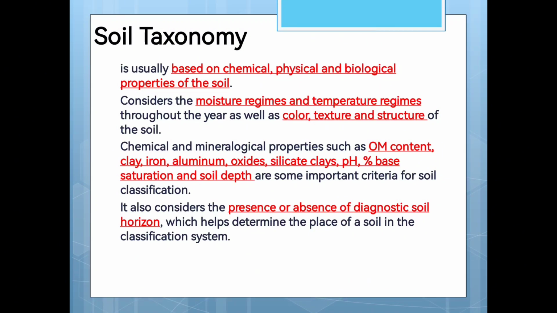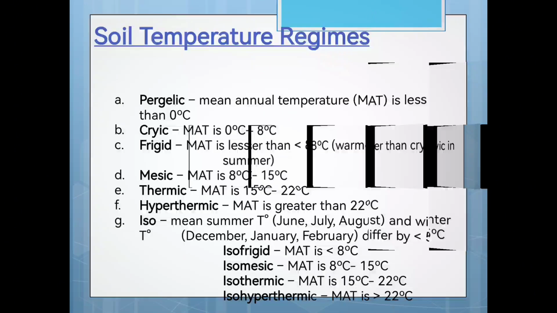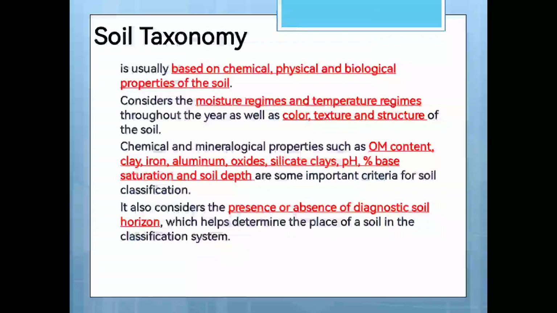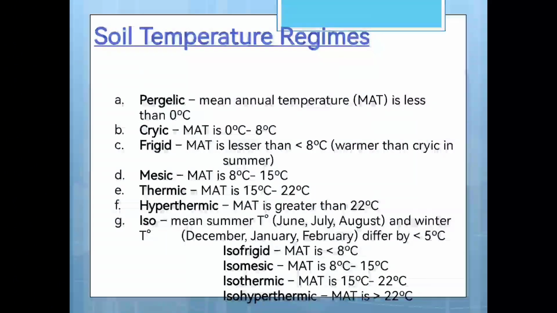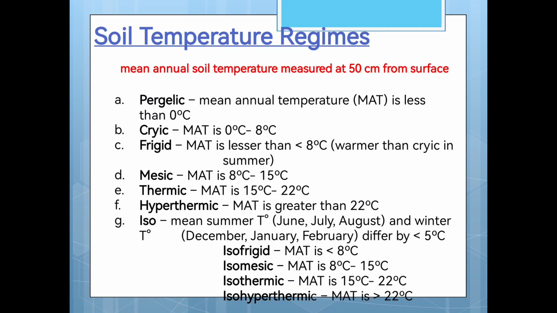And it also considers the presence or absence of diagnostic soil horizon, the epipedon, which helps determine the place of a soil in the classification system. So, na-mention ko nga na we consider here the moisture regime and temperature regimes. What are soil temperature regimes? Soil temperature regime is the mean annual soil temperature measured at 50 centimeter from surface. Ibig sabihin, ito yung average soil temperature which is measured at 50 centimeter from surface. So, hindi siya dun sa surface ng lupa, kundi dun ka pa talaga sa 50 centimeter below from the surface.